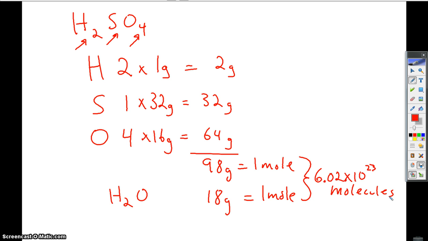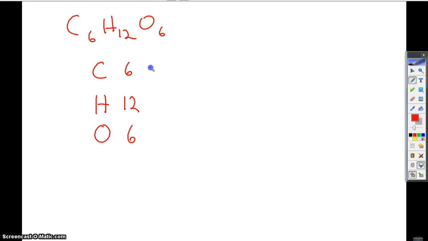So let's do one more example, and we'll use one that's a little bit more in line with biology. So let's use glucose, C6H12O6. So again, carbon, hydrogen, oxygen. So we've got the 3 elements. There are 6 carbons, 12 hydrogens, 6 oxygens. Each carbon weighs 12 grams. Each hydrogen is 1 gram. And each oxygen is 16.